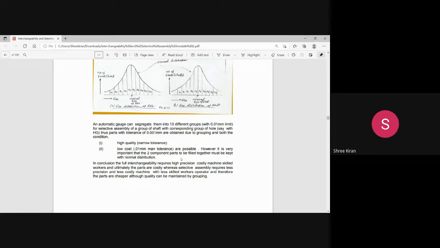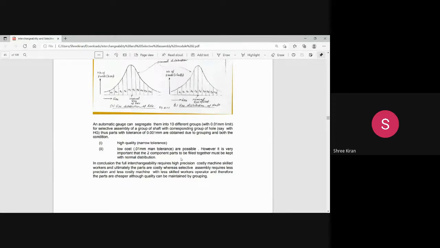In conclusion, full interchangeability requires high precision, costly machines, skilled workers, and ultimately the parts are costly. Whereas selective assembly requires less precision, less costly machines, less skilled workers and operators, and therefore the parts are cheaper, although the quality can be maintained by grouping.